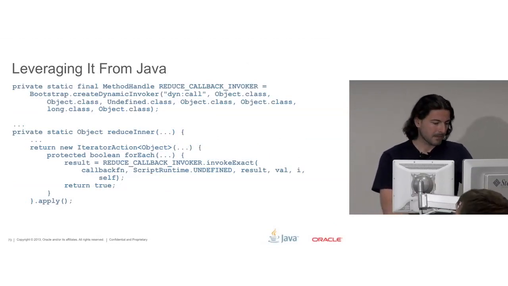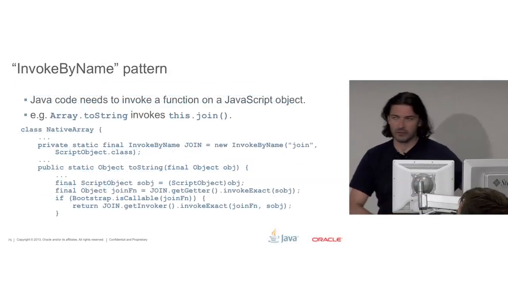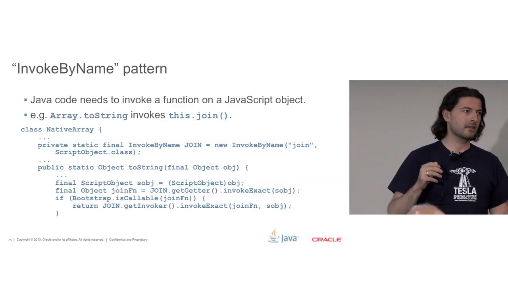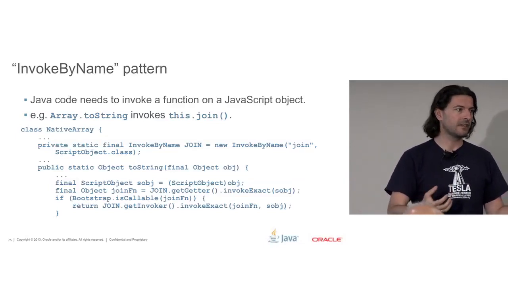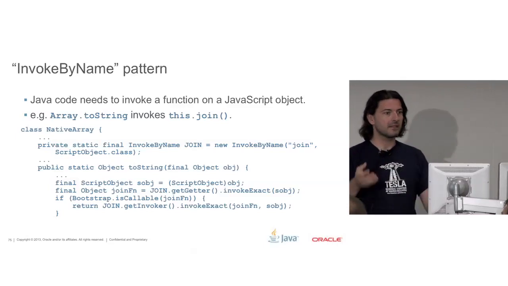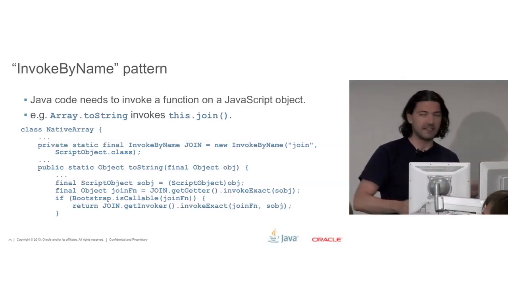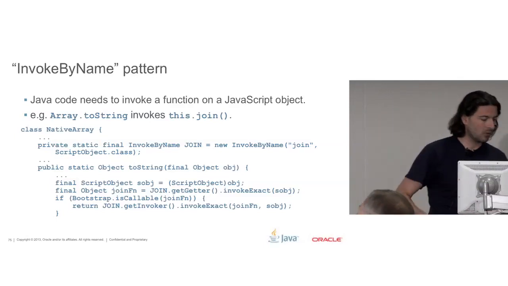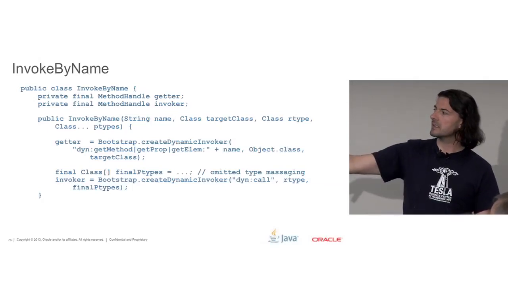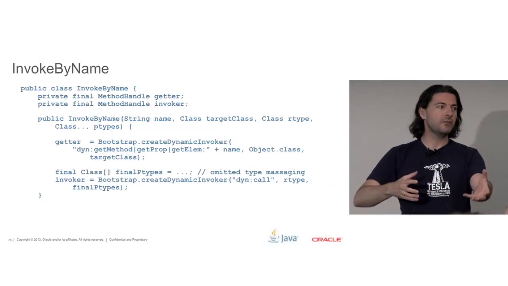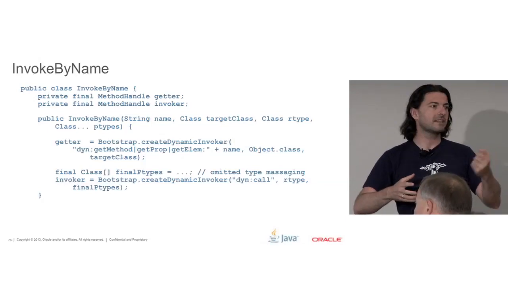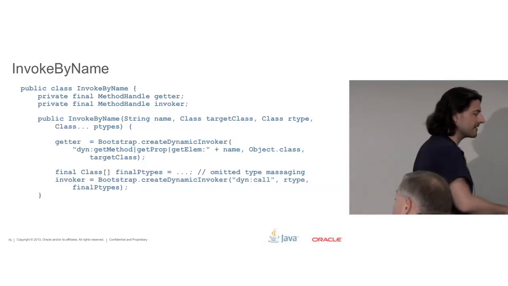Here's actually a good example: the implementation of native array toString. It invokes the join method on the JavaScript object that it operates on, which doesn't necessarily have to be a native array. So we implemented native array toString in Java, but we need to invoke the JavaScript join method on it. So what we do is I have this little class called InvokeByName, where you pass it a name and a signature, and it will go to your bootstrap method, give it a call site for this method, and then retrieve its dynamic invoker, and then store it in the fields.